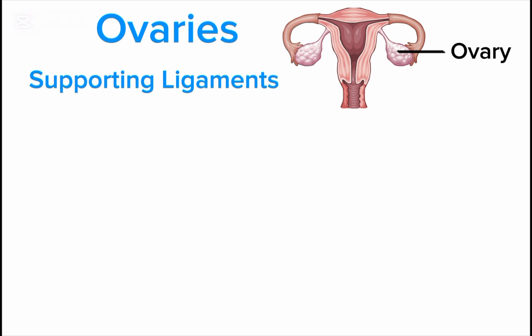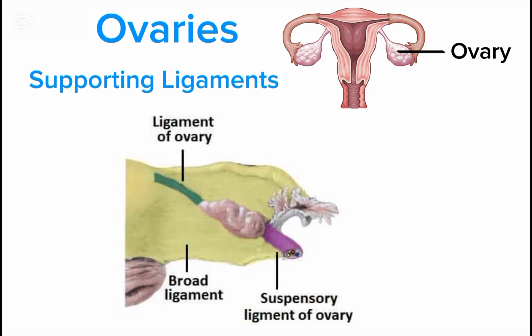Ovaries are supported and held in place by three ligaments in the pelvic cavity, which include the ovarian ligament that attaches the ovaries to either side of the uterus, the suspensory ligament that anchors the ovaries on the lateral wall of the pelvis, and the broad ligament that is the fold of the peritoneum, and it also supports the ovaries in the pelvic cavity.